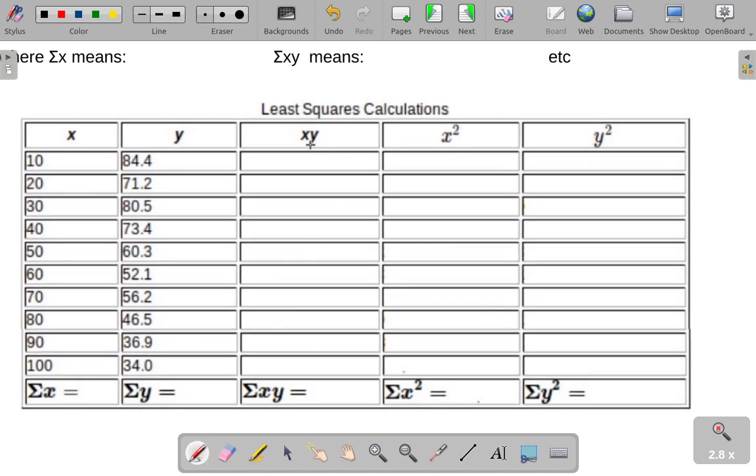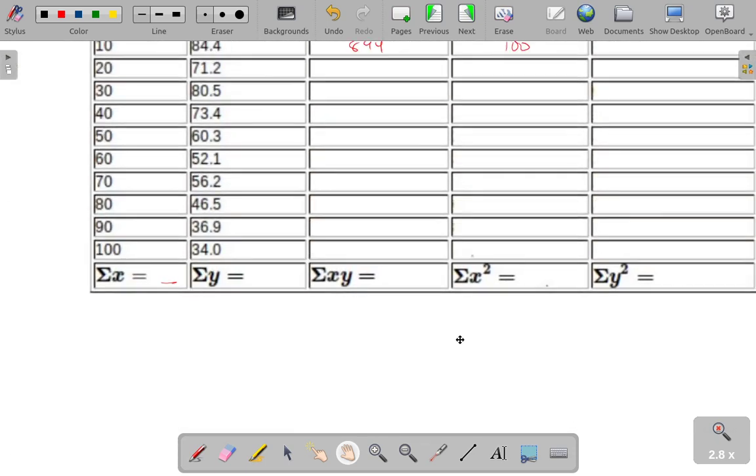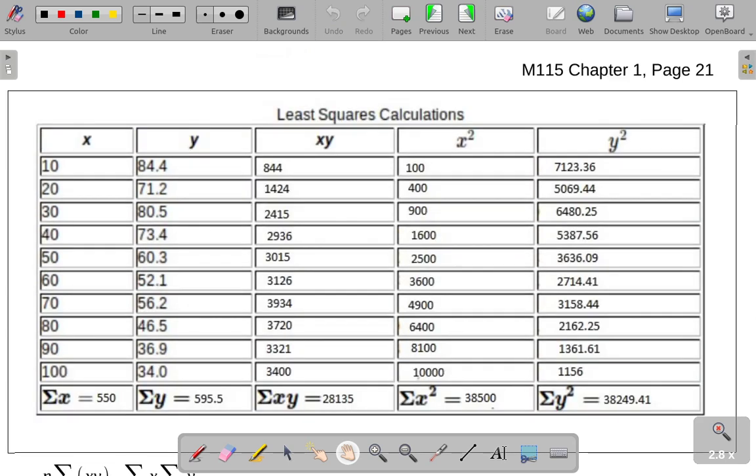All right, so if we were doing this by hand, I'd go through and add all these up and get some number here. I would take x times y, which would be 844. I'd take x squared, which would be 100. I'd take y squared, which would be 84.4 squared, whatever that ends up giving. And through the magic of editing, yeah, look at that. I filled out the whole chart.